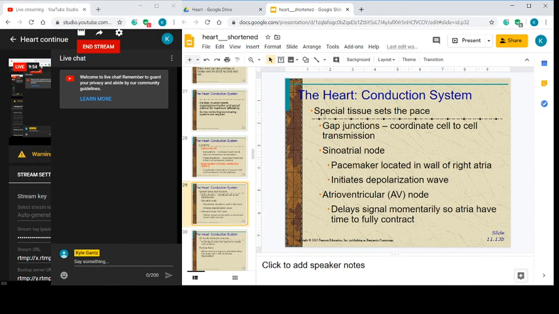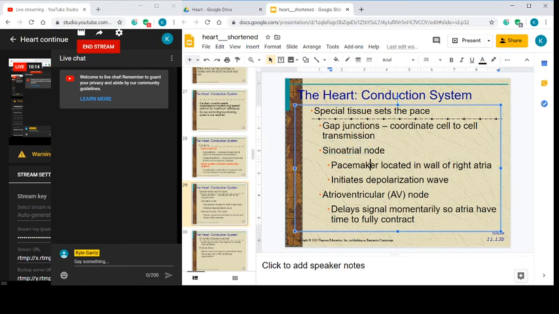Then we have a sinoatrial node. It's a pacemaker, located in the wall of the right atria. It initiates a depolarization wave. We will go over some more of this, but just as we're going over this initially, just listen. So we have a pacemaker. The sinoatrial node is what they're going to call the pacemaker. It's in the wall of the right atria, and it initiates a depolarization wave, which means it starts an electrical event.